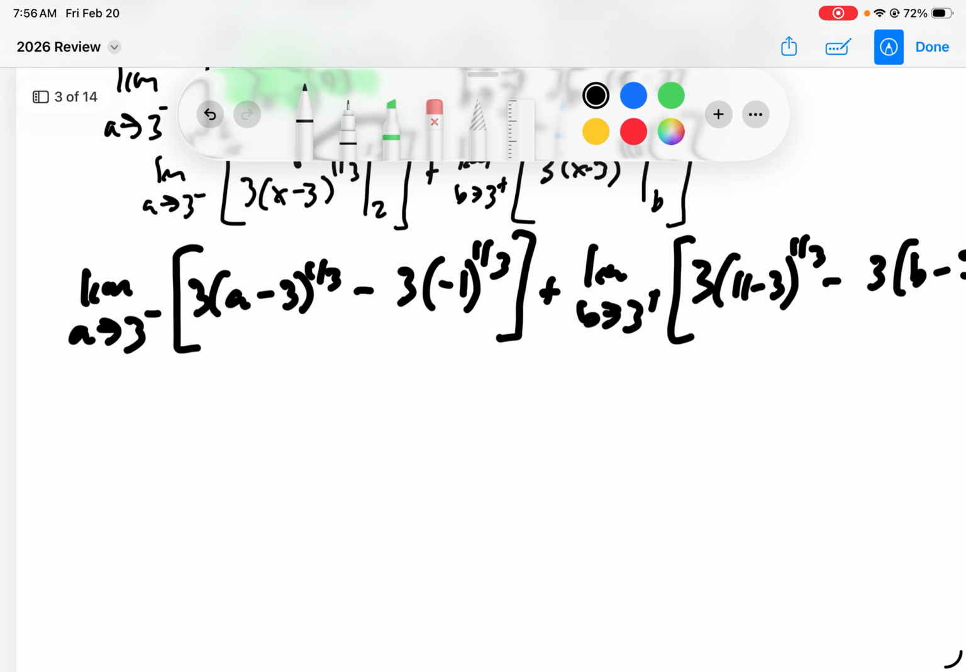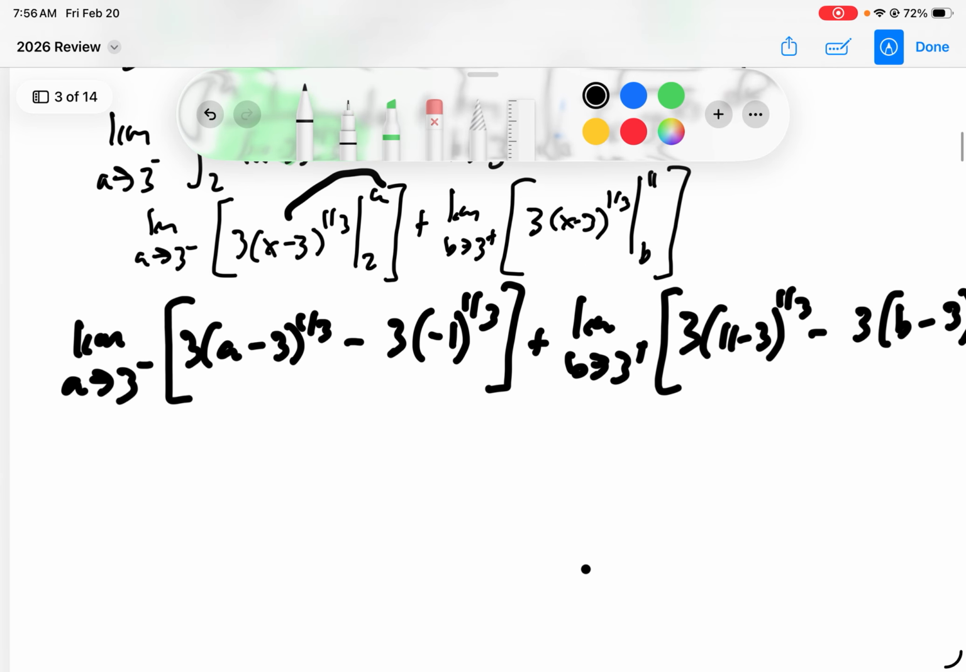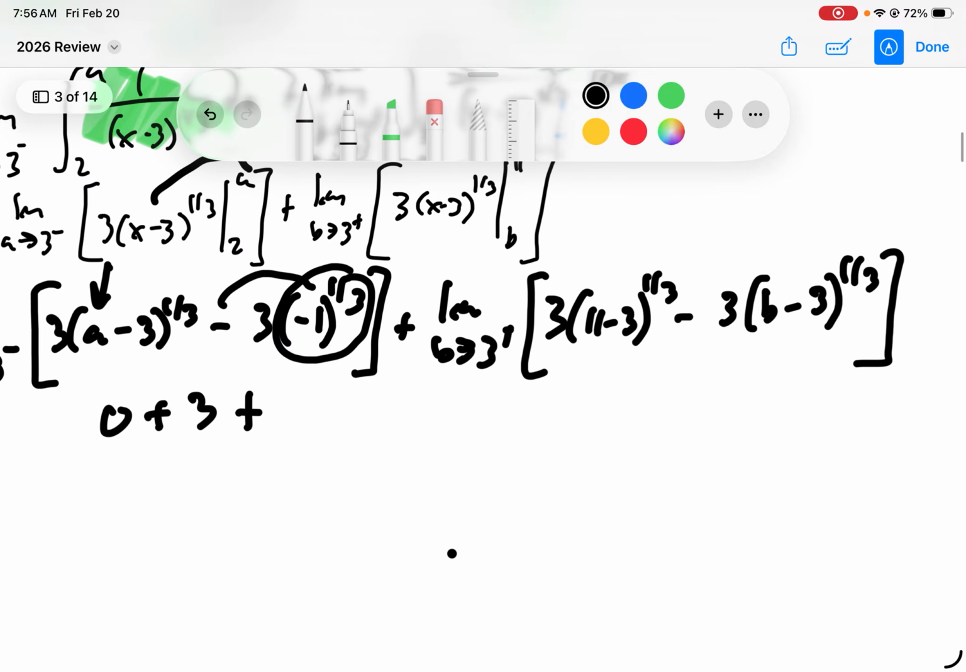All right, now the limit as a approaches 3. As I plug in numbers really close to 3, smaller than 3, it's like 2.99999. Minus 3 is basically 0. Cube root of 0 is 0. 0 times 3, I'm just going to call that 0. Cube root of negative 1 is negative 1, times negative 3, so plus 3. I'm going to add the limit over here, so 11 minus 3 is 8, cube root of 8 is 2, 2 times 3 is 6.